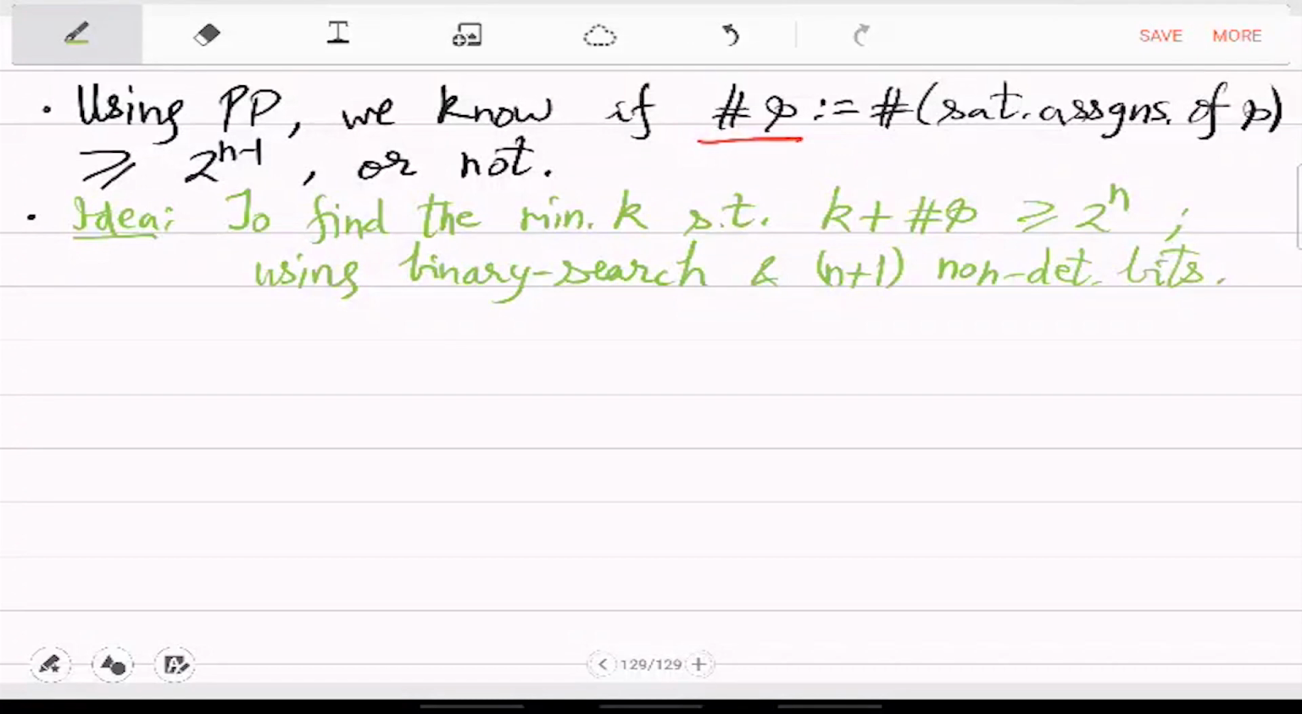Okay, so we'll compute the difference using binary search and many non-deterministic bits. So with that, what we would have shown is that using PP, we have solved #SAT in deterministic polynomial time. Okay, the base machine has to be FP.